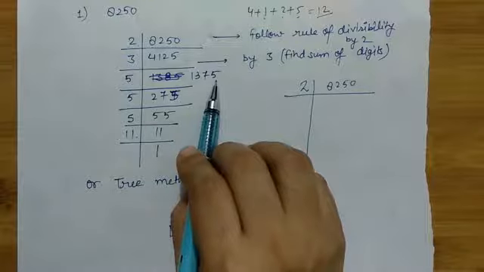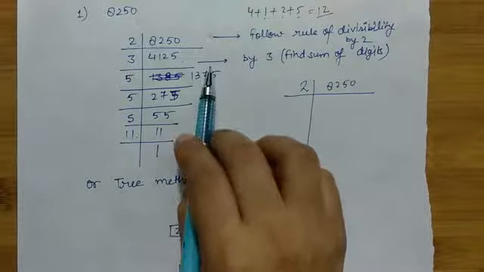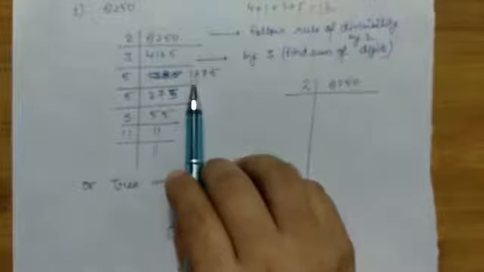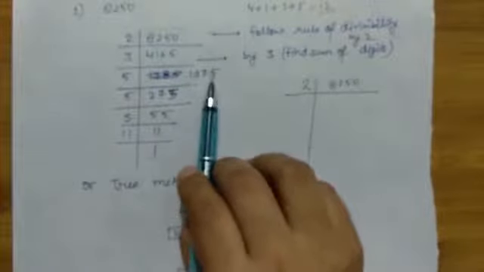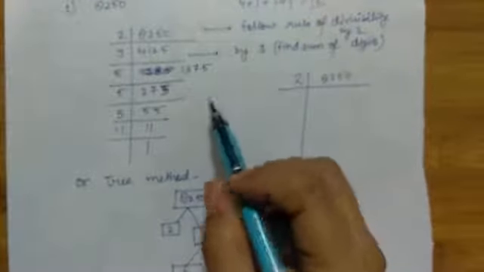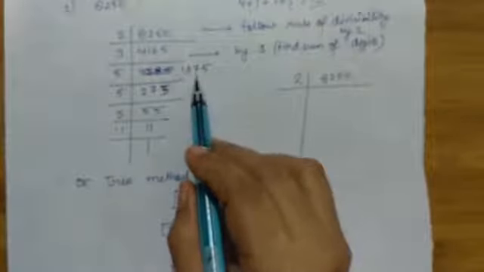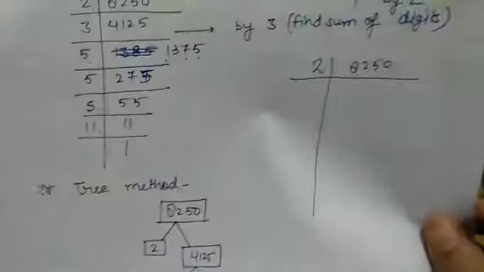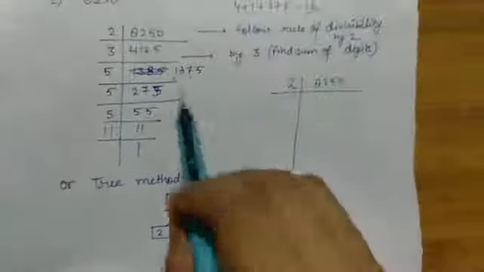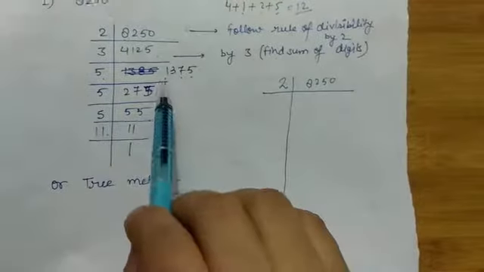Now further we can check whether it is divisible by 3. 1 plus 3 is 4, 4 plus 7 is 11, 11 plus 5 is 16. It is not divisible by 3, so we will move to the next prime number, that is 5. This number, 1375, is completely divisible by 5.